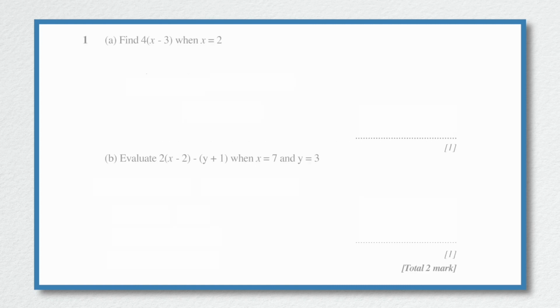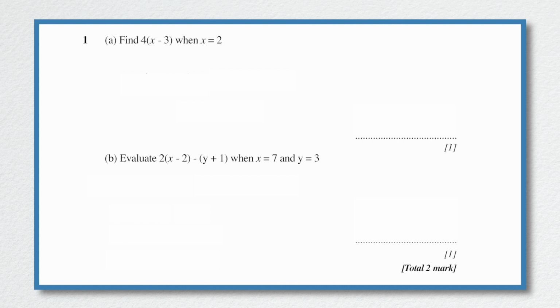Have a look at this question. The question is in 2 parts. Each part carries 1 mark. So it is expected that you can easily substitute the given value or values into the respective expressions. Part A. Find 4 open brackets x subtract 3 close brackets when x is equal to 2.